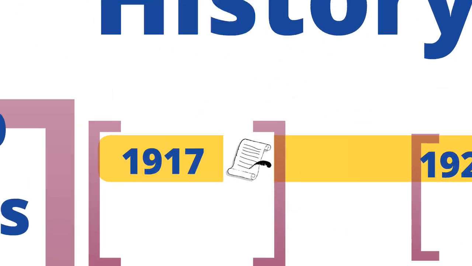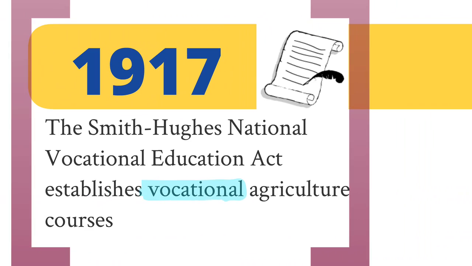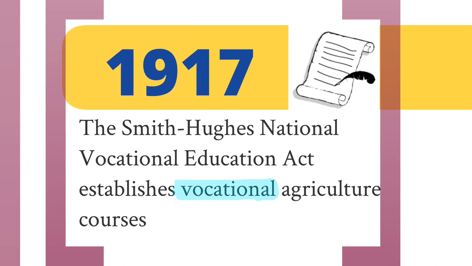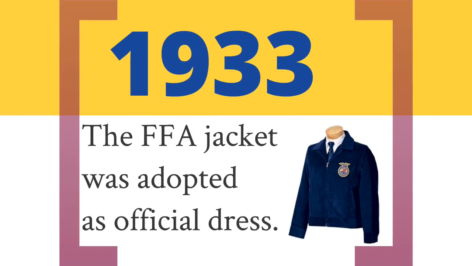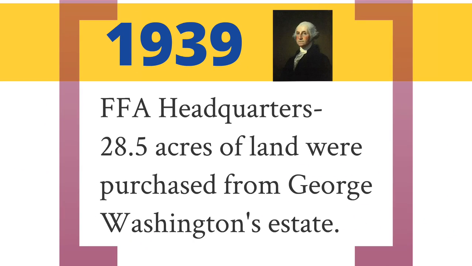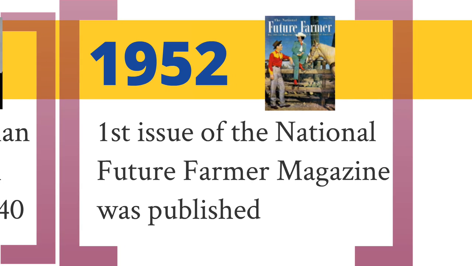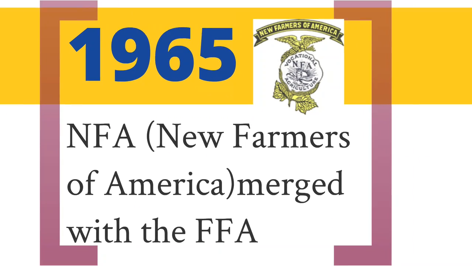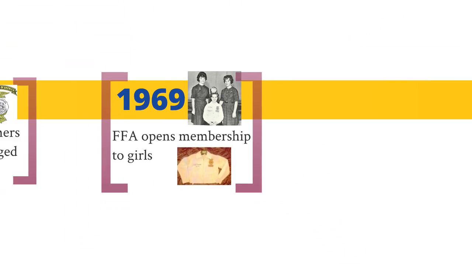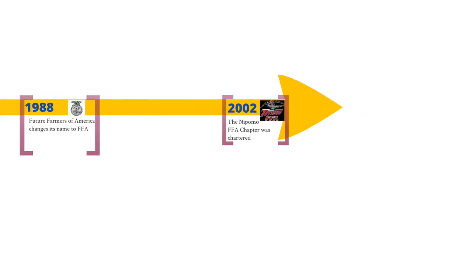And then we come down here to history, and we start with the Smith-Hughes Act. We had a little discussion here, academic language, about what vocational means. We looked at all of the different history. And the cool part is that you can add pictures so easily. In this one, I have the picture of the first issue of the National Future Farmer. It's great because it's really visual, and the students can actually experience what's going on here. And then the Nepoma FFA chapter was chartered.